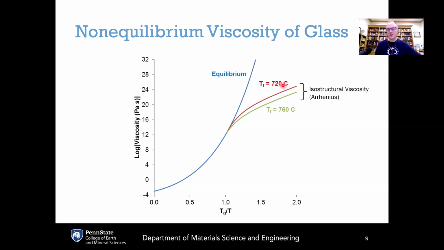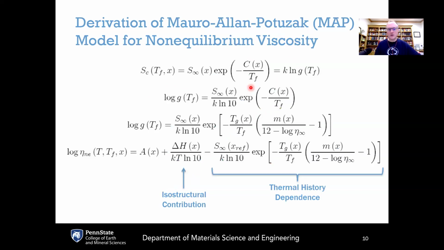Of course, in practice, if you're at very low temperatures, all of these systems have very high viscosities. And so the flow behavior of any of them is going to be very slow, oftentimes too slow to observe. So how do we describe mathematically this non-equilibrium viscosity of glass? The equation that describes this is the Mauro-Allan-Potuzak or MAP model of the non-equilibrium viscosity.